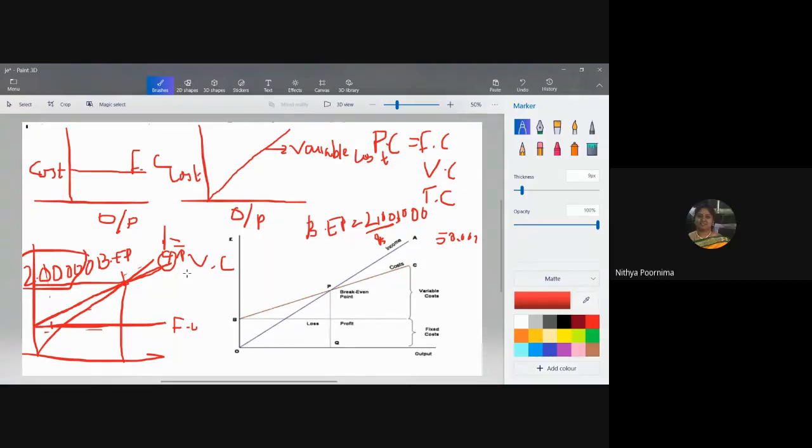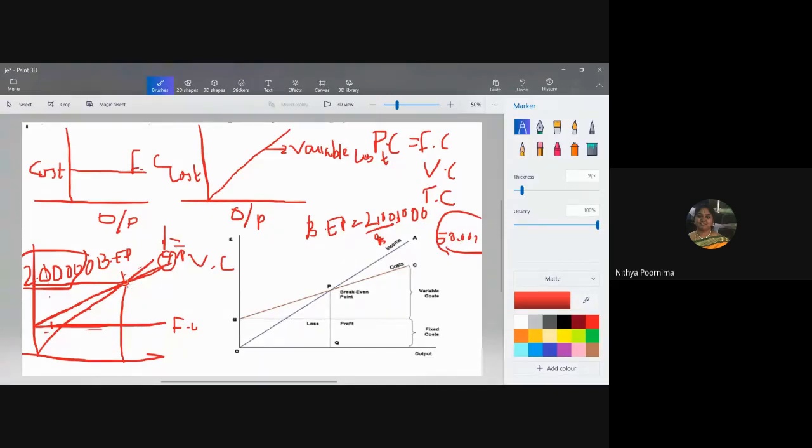Now I want to find out what the break-even point will be, where I make sure that whatever I invested is just sufficient to produce, and I'm not making any loss. I want to know that point, right? So when I divide 2 lakhs by 4, I'm getting 50,000. This point should indicate 50,000.